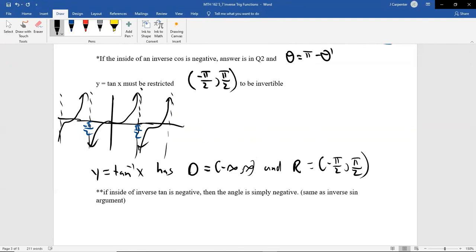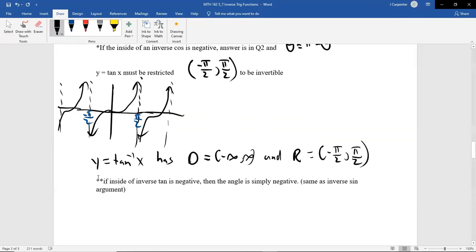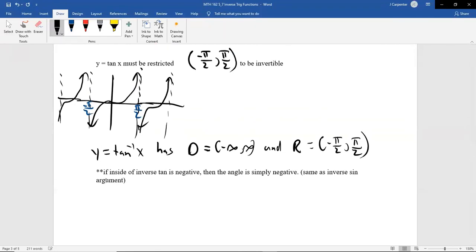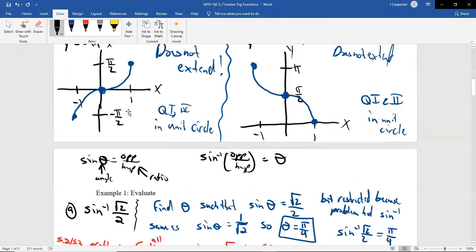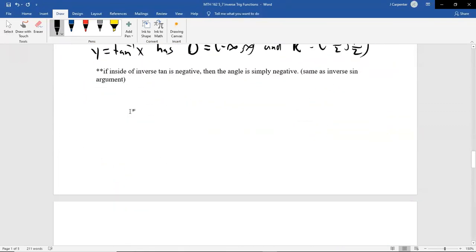I really don't do a lot of inverse tan functions. They're not nearly as interesting. So let's just do one of them. What example are we up to? 2? It's got to be 2. Yes. So example 2, evaluate. This is just going to be y equals inverse tangent of -1.